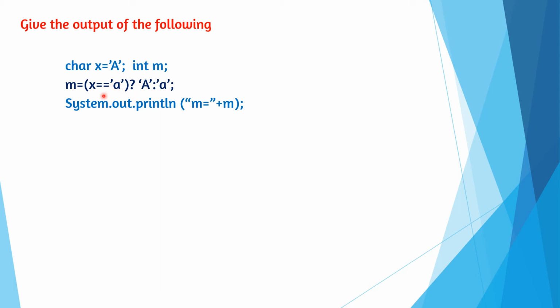Java is a case sensitive language. Capital letters and small letters will be treated differently. So in this case our condition is wrong. That means the second option, the small a, will be stored in m. Now see here, m is not declared as a character variable, so we cannot store a as it is. m, if declared as int, can only store integer numbers. So the code of small a will go.